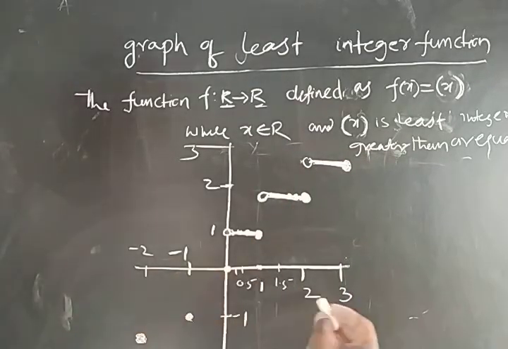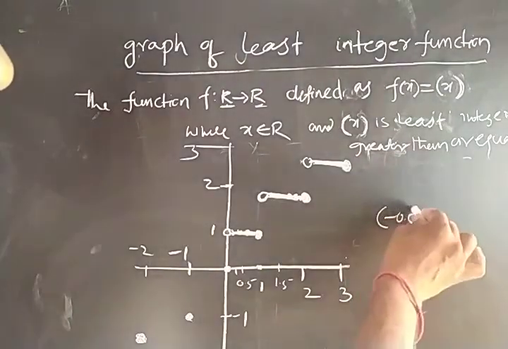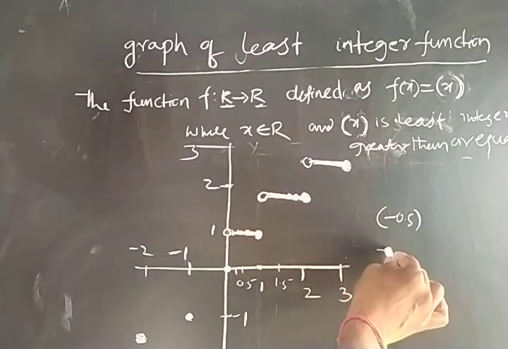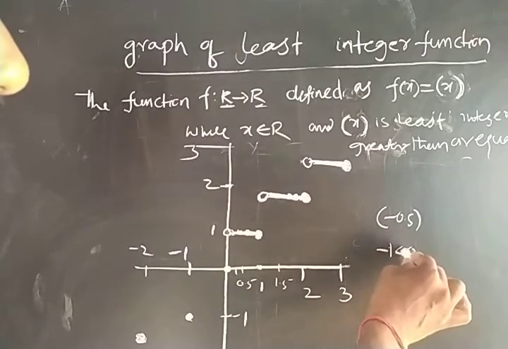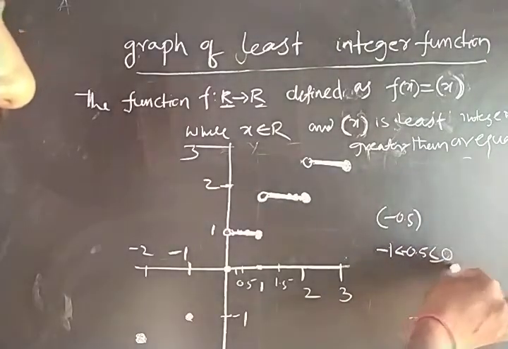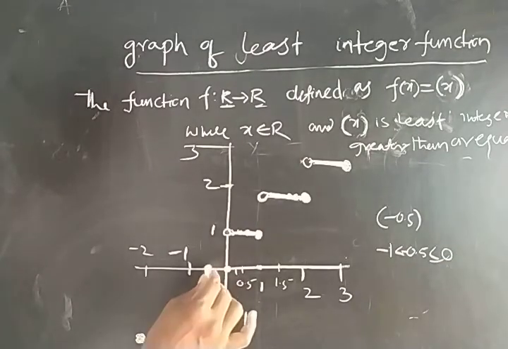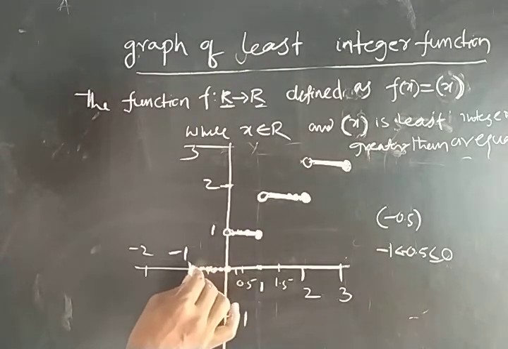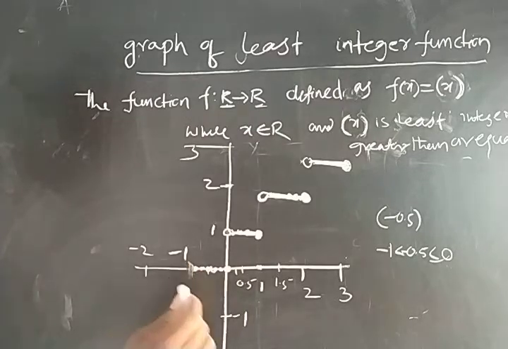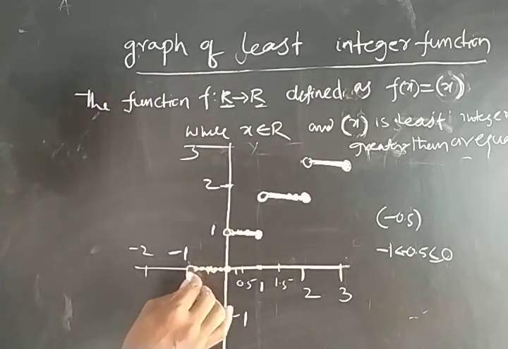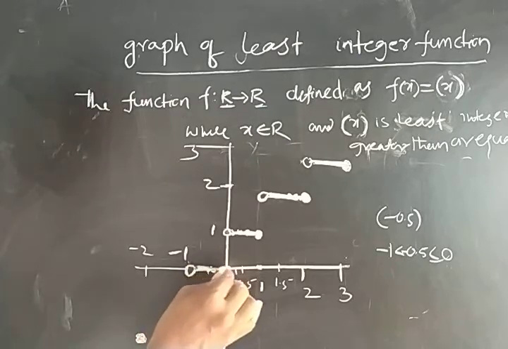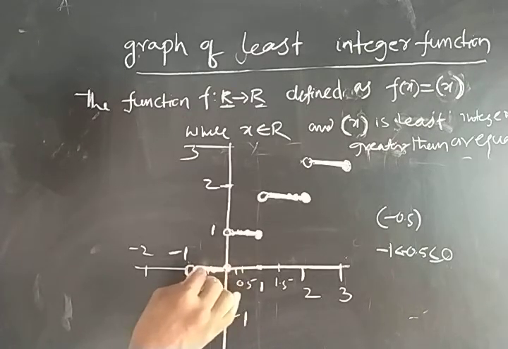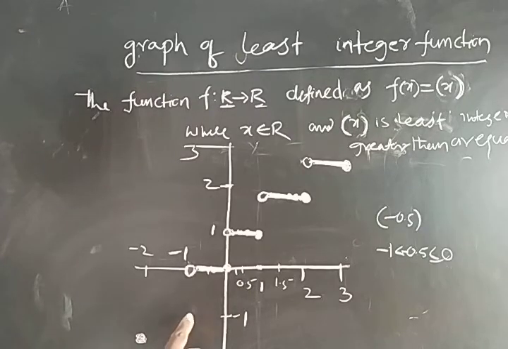Now for negative values, suppose I am taking minus 0.5. Minus 0.5 lies between minus 1 and 0, so the right-hand side value is 0. So 0, 0, 0, up to minus 1. But at minus 1, the image is not 0. The image is minus 1. So from minus 1 up to minus 2, you will have minus 1 as the image.